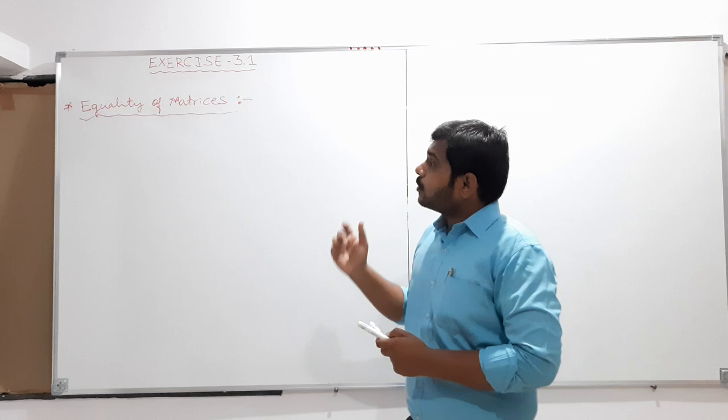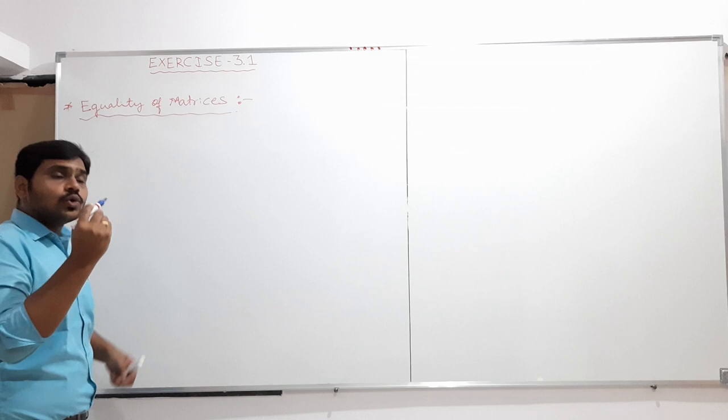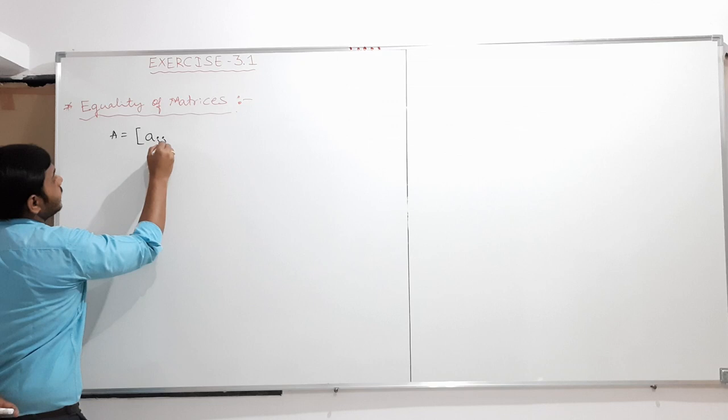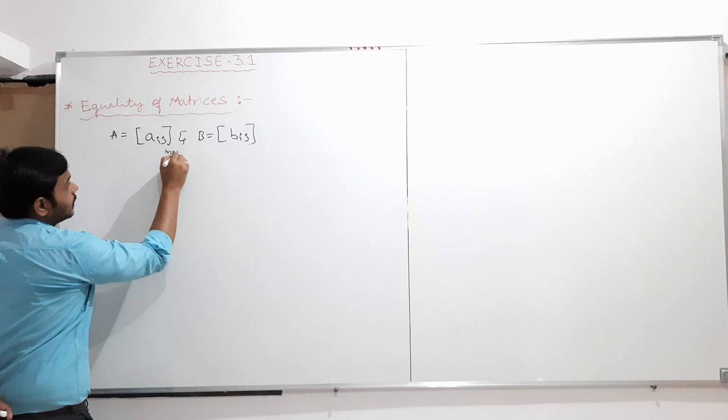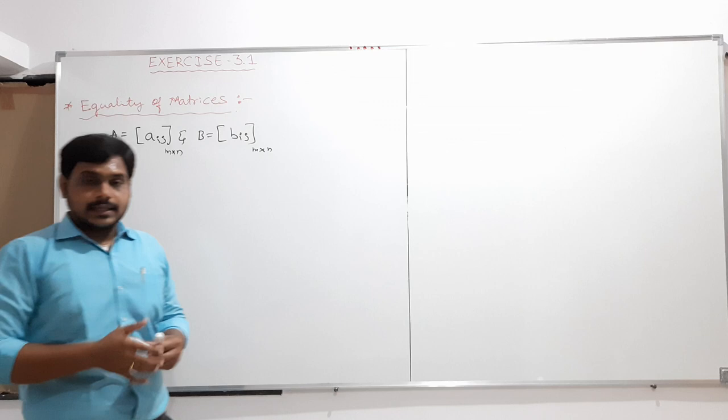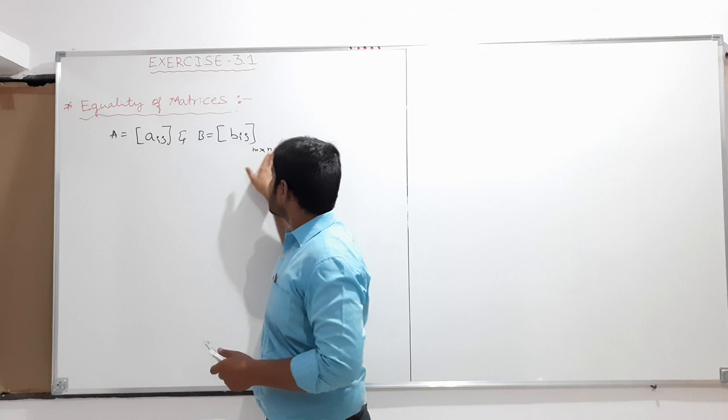So, equality of matrices. Students, if I have two matrices, A equals Aij and another matrix, B equals Bij. Please remember, this is of the order m cross n and this is also of the order m cross n, both are of the order m cross n.